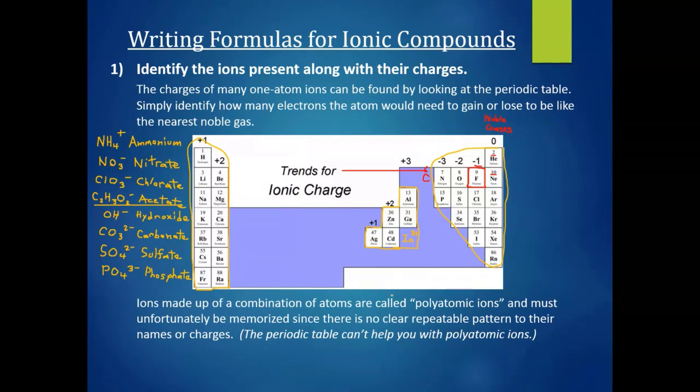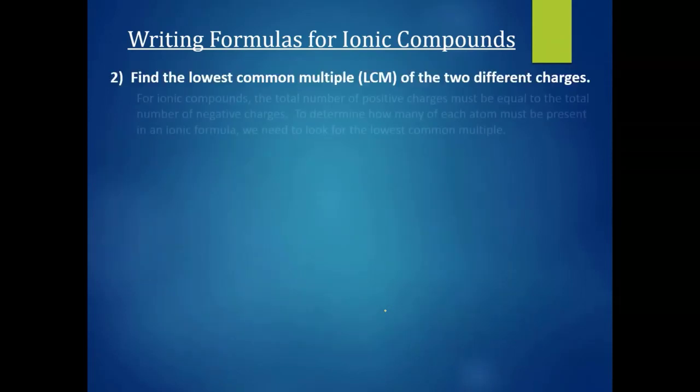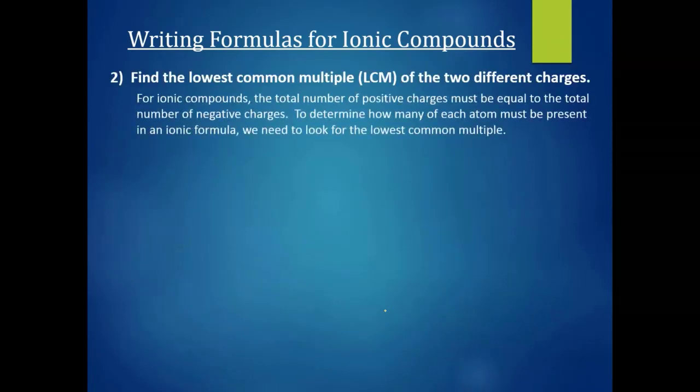All right, let's dive into this then. The next step is to find the lowest common multiple, or LCM, of the two charges. The key thing to recognize is that with an ionic compound, the total number of positive charges must be equal to the total number of negative charges.